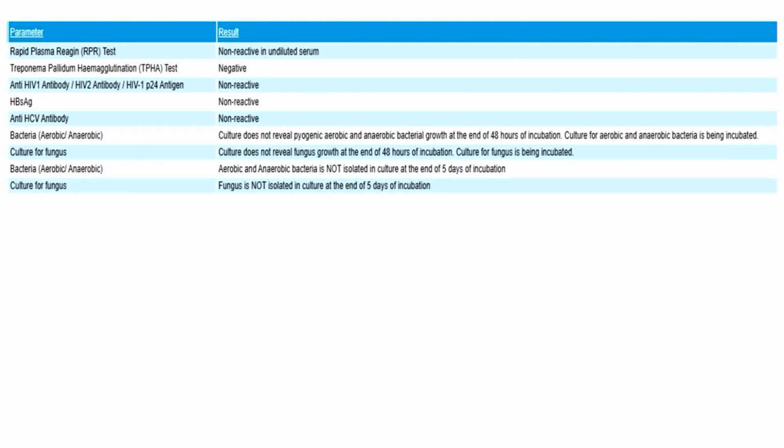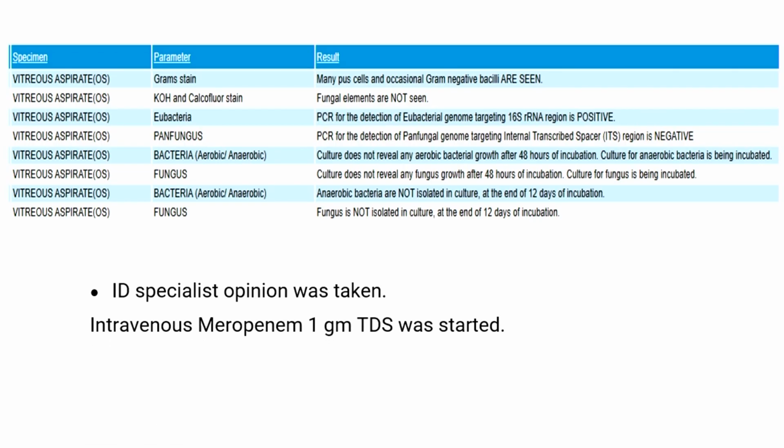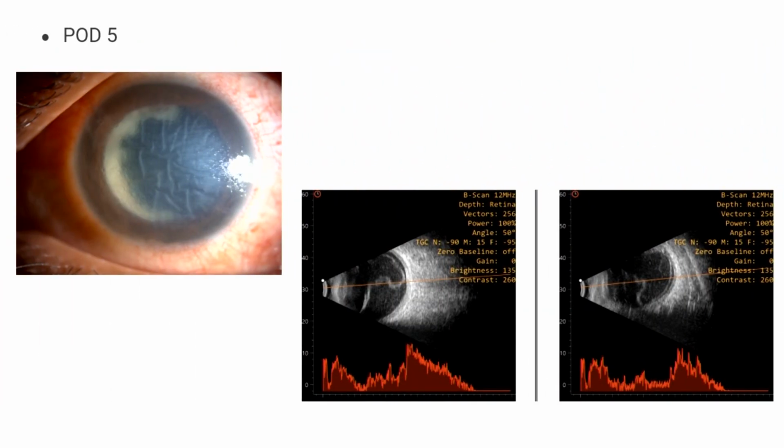Systemic evaluation was done. He was evaluated for the viral markers. Blood culture and urine culture were sent, which all turned out negative. He underwent lensectomy and vitrectomy. Vitreous aspirate was taken, which was PCR positive for the eubacterial genome, and gram-negative bacilli were seen on smear, but the culture did not really reveal any organism. An ID specialist opinion was taken, and he was started on IV meropenem 1 gram TDS. Post-operatively, we injected intravitreal antibiotics.